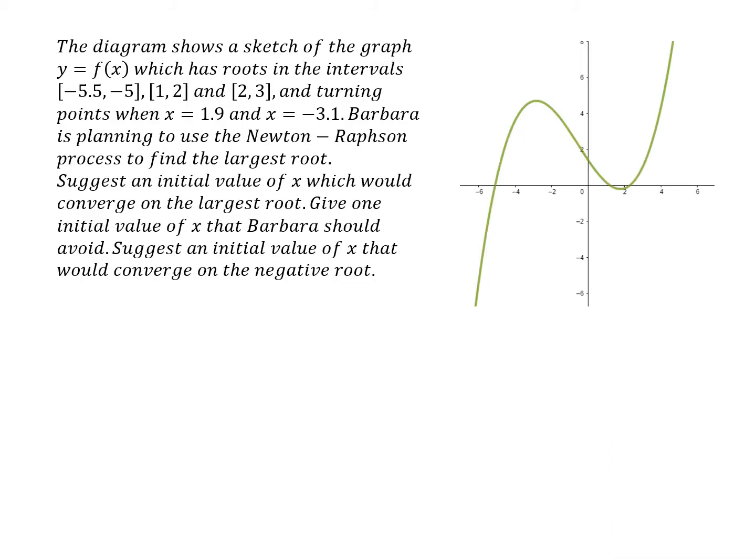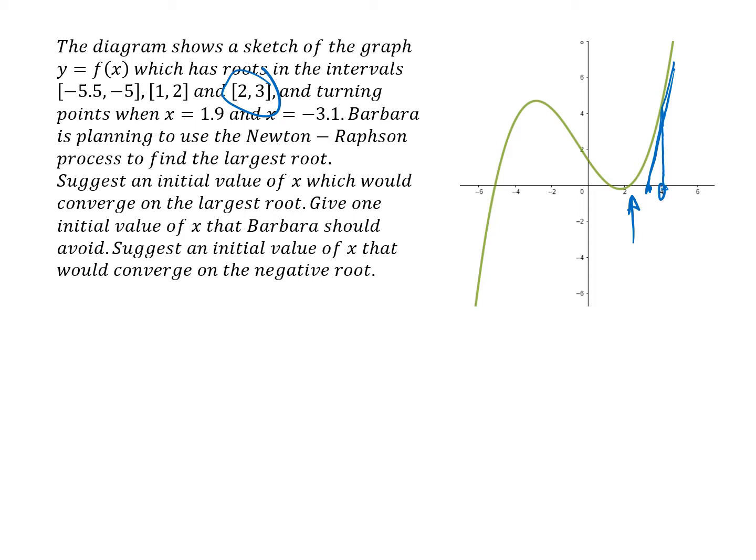Okay, so here's Barbara trying to use Newton Raphson to find the largest root. Well, the largest root is that one there, and we're told that that's somewhere between x equals 2 and x equals 3. So the way that Newton Raphson process works is to choose an initial value, find the point on the curve, and then take the tangent from that point and see where the tangent crosses the x-axis, and that gives us a new approximation.